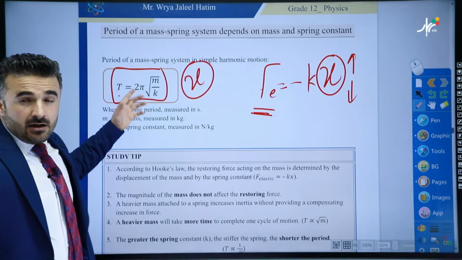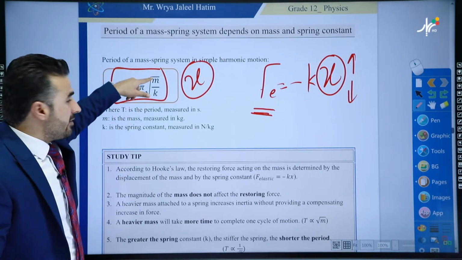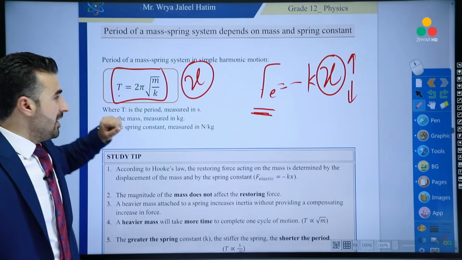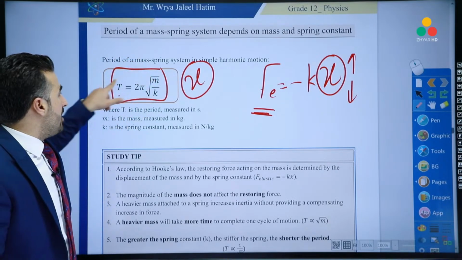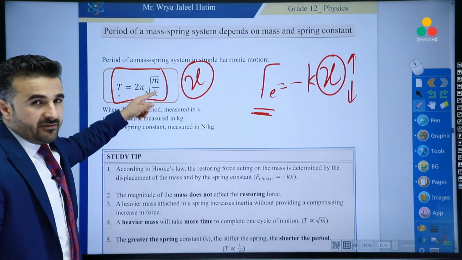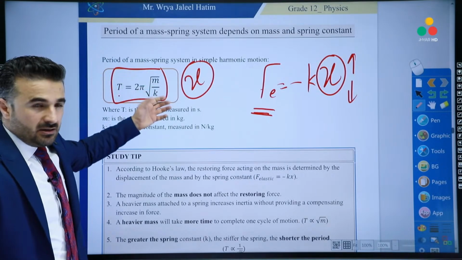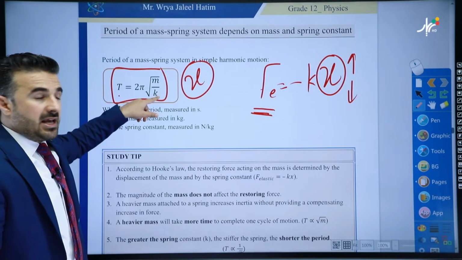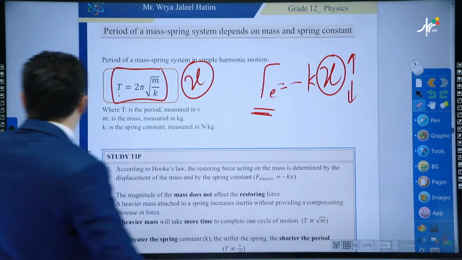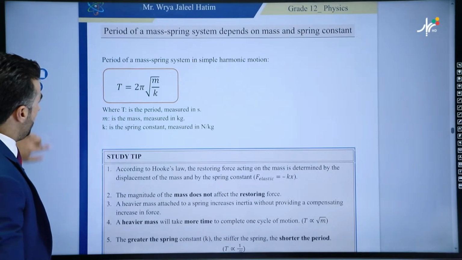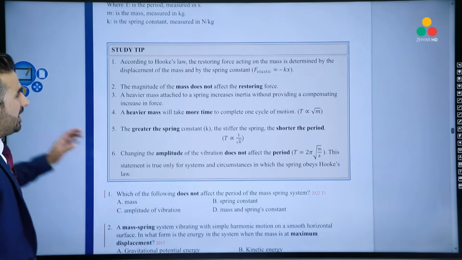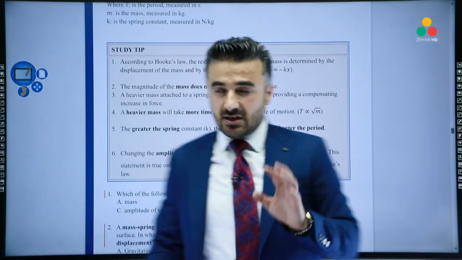The period of a mass spring system depends on the mass that is attached to the spring, and it depends on the spring constant as well. In another way, we can say the heavier the mass, the longer the period. The stiffer the spring, the bigger the value of k, the shorter the period, or the faster the oscillation, or the up and down movement, the vibration. Based on this, remember these study tips are very important.